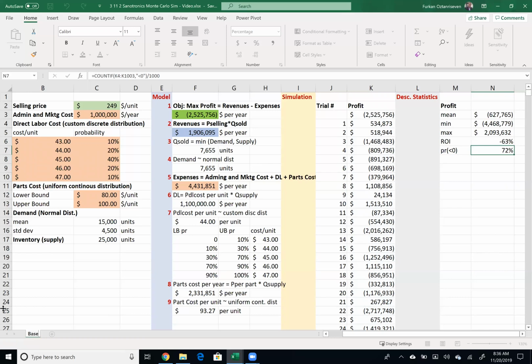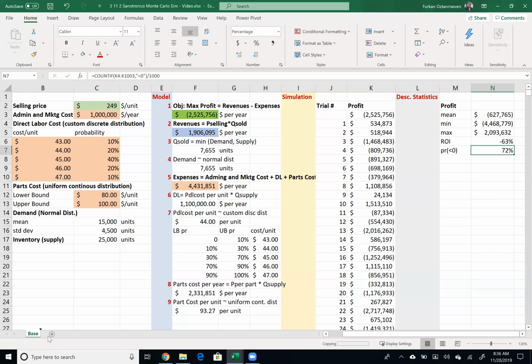So what if I change my model to something more realistic? What I'm trying to decide is, hey, should I launch this new product or not? And looks like based on this price, nah, I don't want to lose money on average. Nah, return on investment on average negative. Nope, I don't like to lose money with 72% chance. So let's see whether we can make it better by playing with the price.